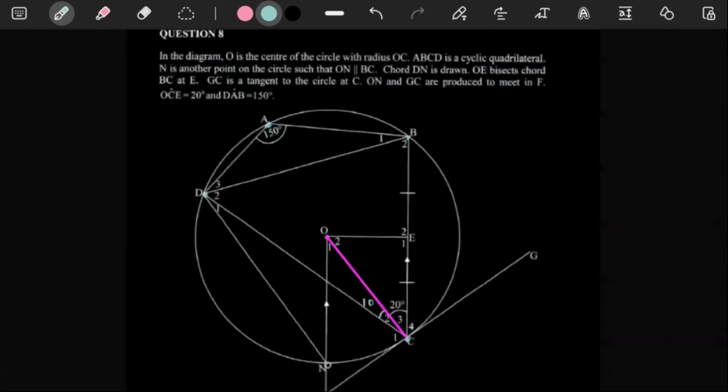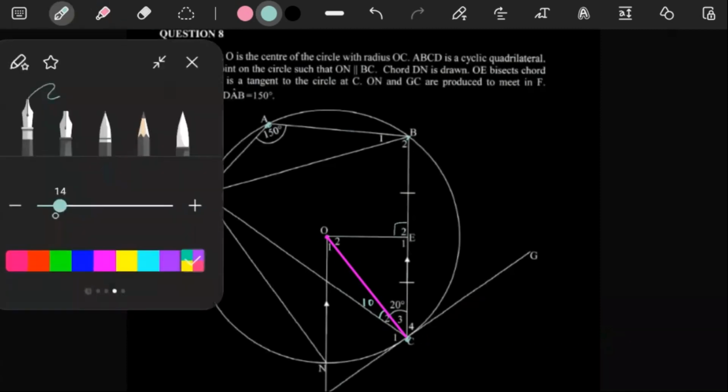Then it says N is another point on the circle such that ON is parallel to BC. Oh, okay, that's definitely going to come in handy. Then it says chord DN is drawn, and then it says OE bisects the chord BC. So there's a law that says this is going to be bisected at an angle of 90 degrees.